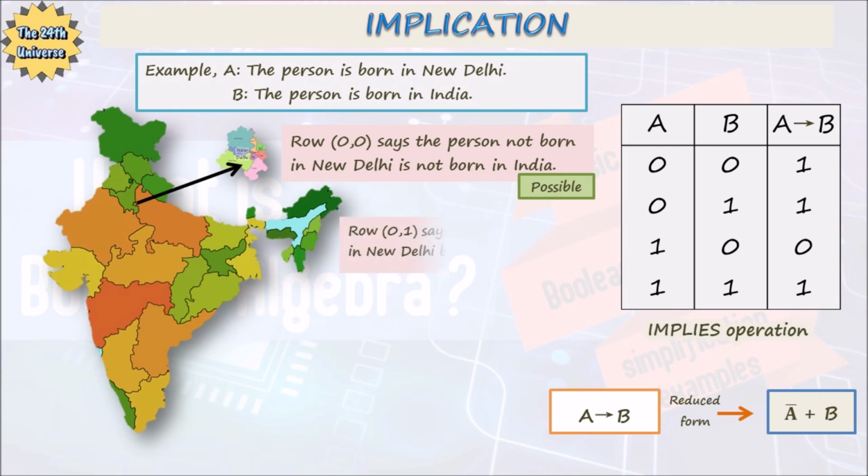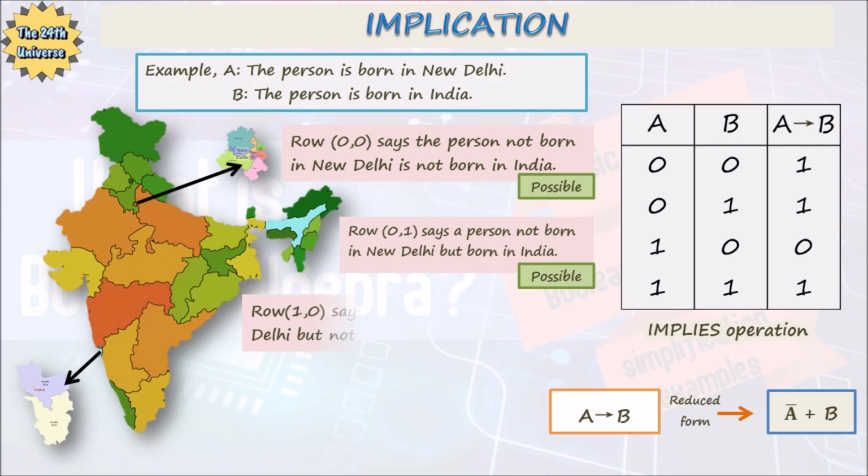The second row, 01, says a person not born in New Delhi but born in India. True, this is also possible. Maybe the person is born in Goa, which is another state in India. So this is possible. Now the third row, 10, says a person is born in New Delhi but not born in India. No, this is impossible. A person, if born in New Delhi, must be born in India. It is obvious. So this statement can never be true.